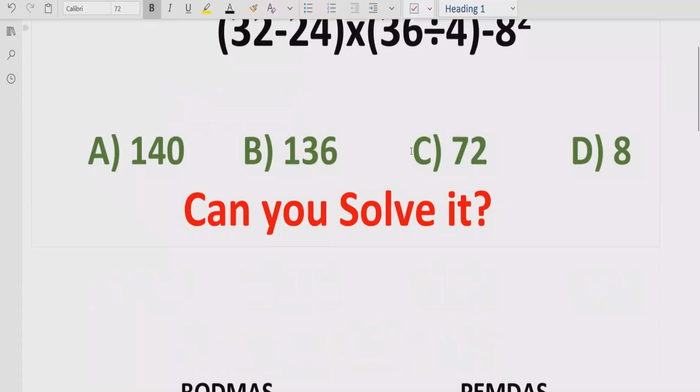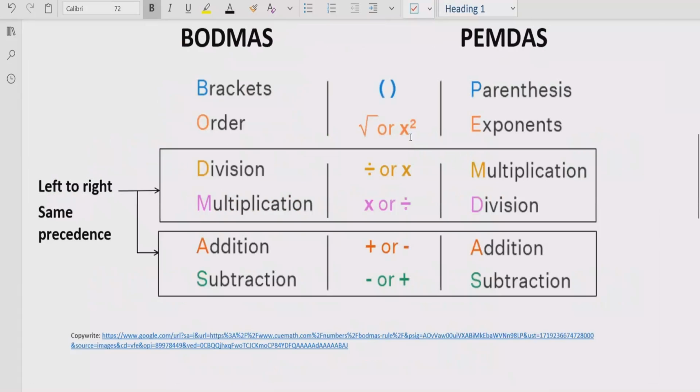Now let's recall the rules which we will follow to solve the given expression. According to the BODMAS and PEMDAS rule, which is the rule we follow to solve an arithmetic expression, if your expression contains any bracket or parenthesis, you have to solve that part first. After that, you have to solve the exponents or orders, like a square root or any number that has a power.